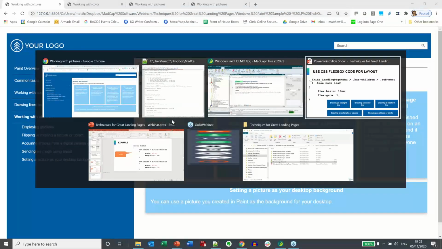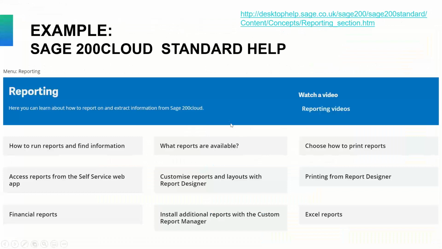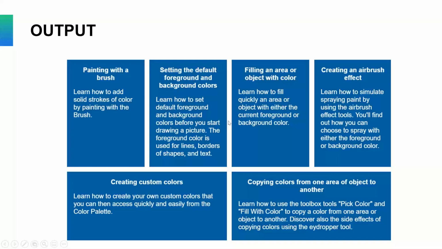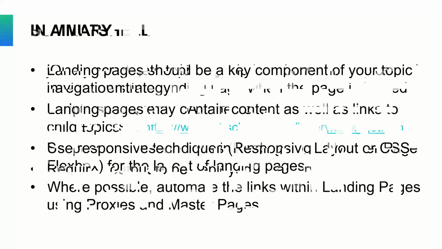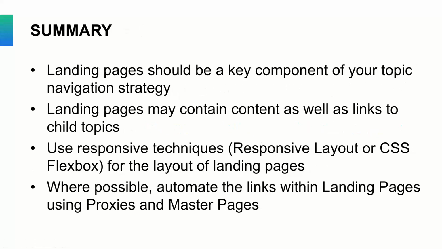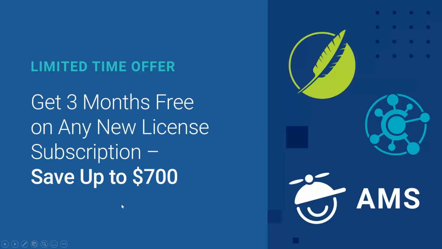I did just about get through everything I wanted to show you today. This is a little bit of description of that script. You can read more about the techniques there, and you can look at my script. And that is it. There's my summary. That's summarizing pretty much everything I said, which is that landing pages are important. Use responsive layouts or Flexbox for the layout of your tiles on the landing pages. And if possible, automate them using master pages and proxies.